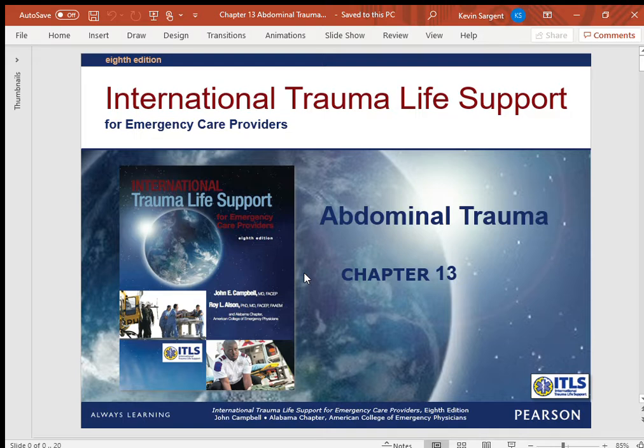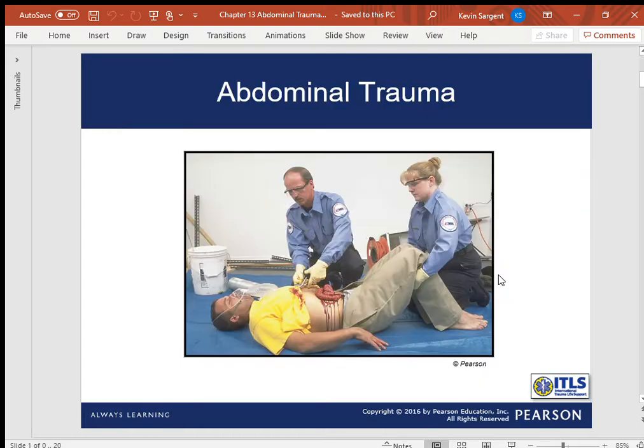Today's lecture is going to be over abdominal trauma. We talked about chest trauma, and one of the things we alluded to is that any low chest trauma is always to be assumed to have an abdominal component to it as well, as the diaphragm separates the thoracic cavity from the abdominal cavity.